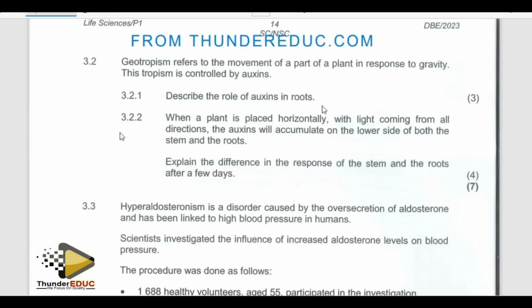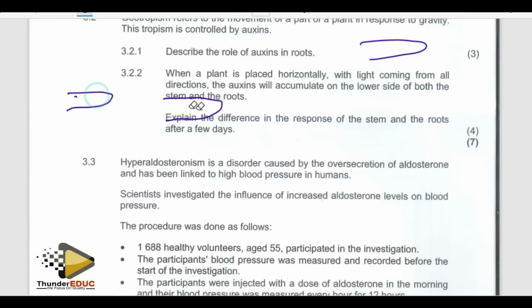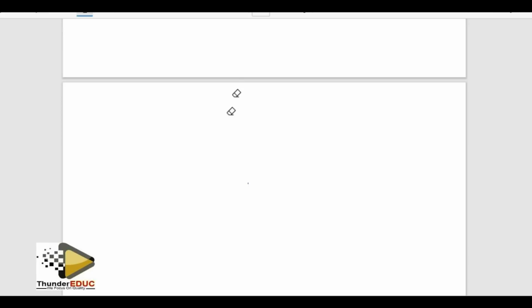Then they're saying that 3.22, when a plant is placed horizontally, with light coming from all directions, auxins will accumulate on the lower side of both stem and root. Explain the difference in response of the root. Here they are asking you that if you have light, you place the two things horizontally. Let me show you here. They are saying that you have a plant, you place it here and you also place it here.